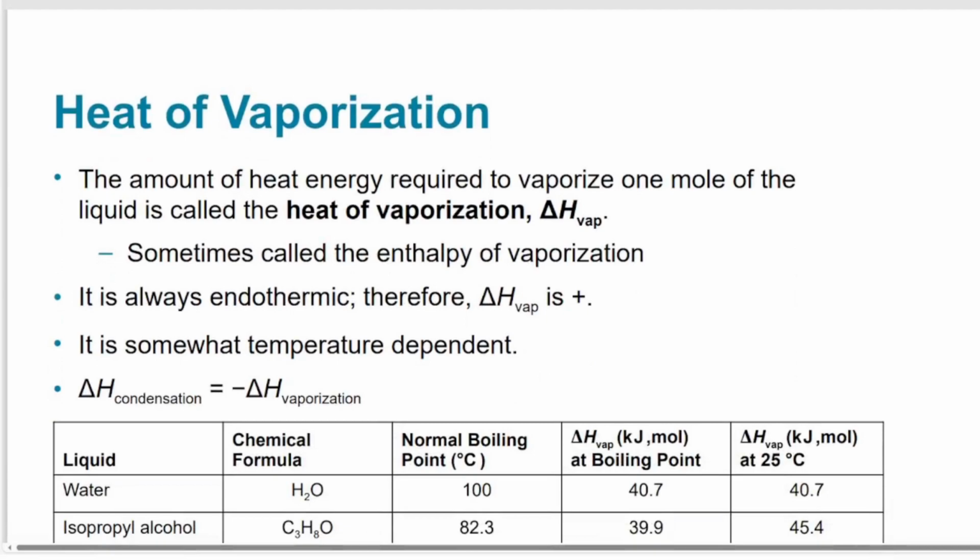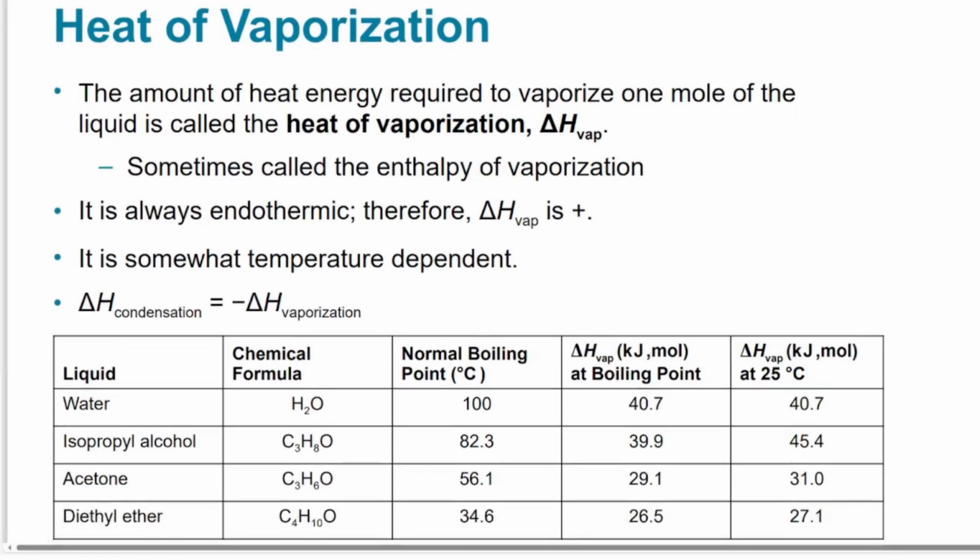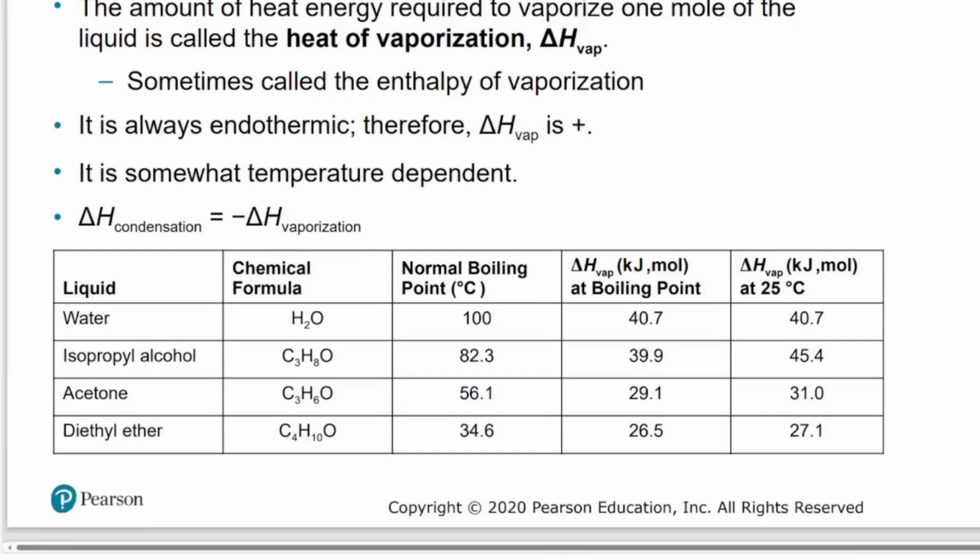We call the amount of energy required to vaporize 1 mole of a liquid that liquid's heat of vaporization, and we abbreviate that as delta H of vaporization. Sometimes it's called the enthalpy of vaporization. It's always endothermic because vaporization takes energy, and it's going to have a positive delta H. It is a little bit temperature dependent, and we're going to see that in this chart. The delta H of condensation is exactly equal and opposite the delta H of vaporization. So if you know one, you can use that to calculate the other.